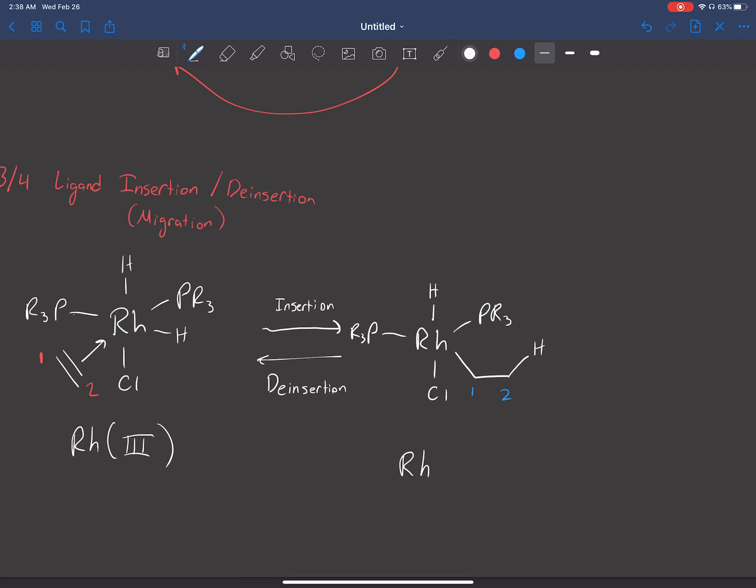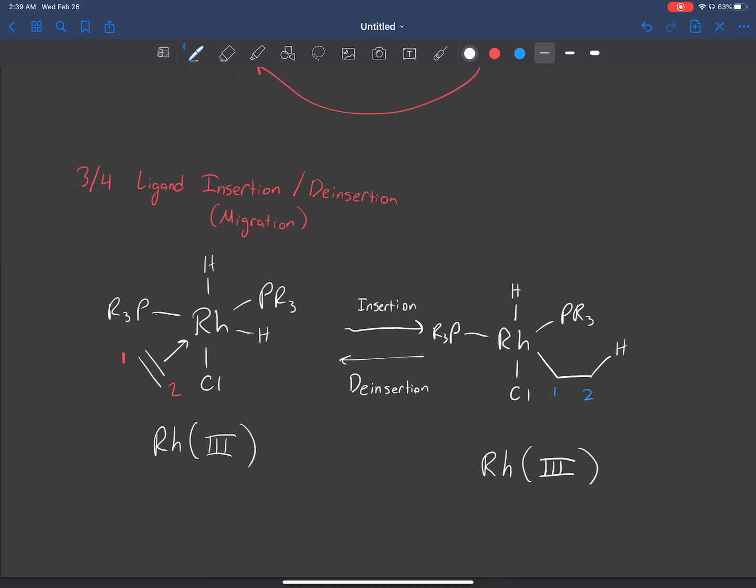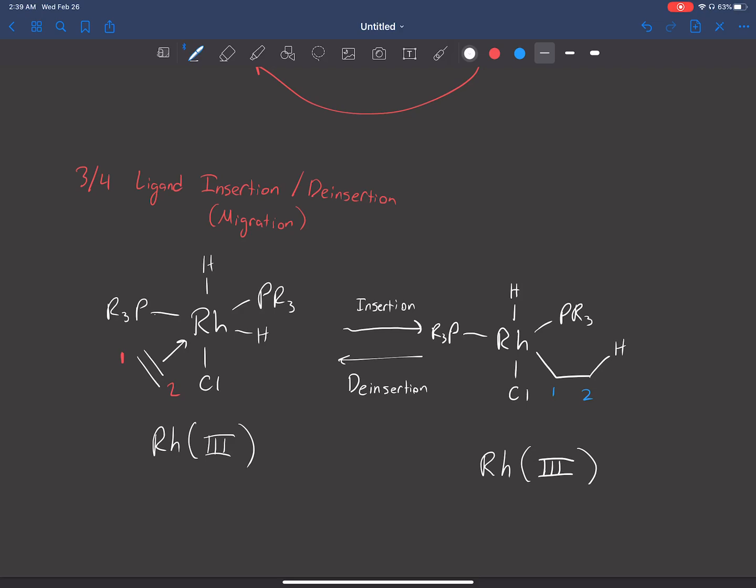Now, what's my oxidation state? Again, if you tried to calculate it right now, you'd see that your oxidation state has not changed. So this is still RH3. And here's the way again to remember that. Nowhere in my name of ligand insertion or deinsertion do I have the words oxidation or reduction. That means my oxidation state is not going to change.